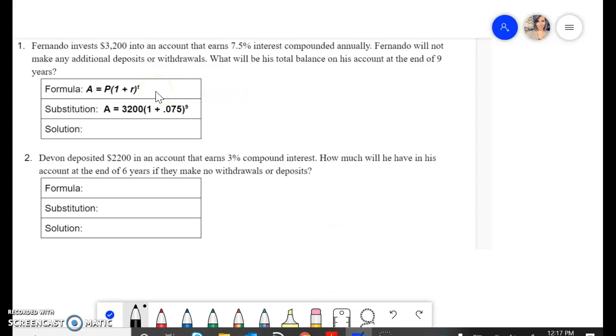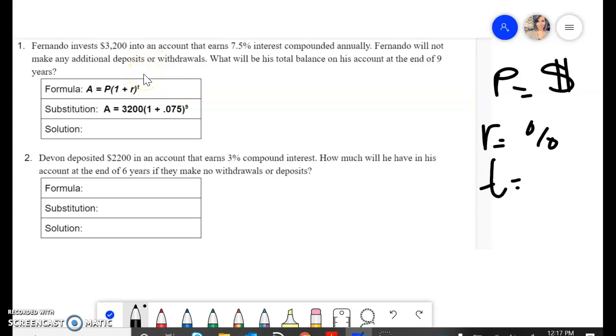Alright, so just like last week with simple interest, we are using the same letters, just in a different formula. So what that means is that our P is going to still be money. Our R, which is right here, the R is still going to be percent. And then our T is still going to be time. Okay, that's up here as a T is going to be time.